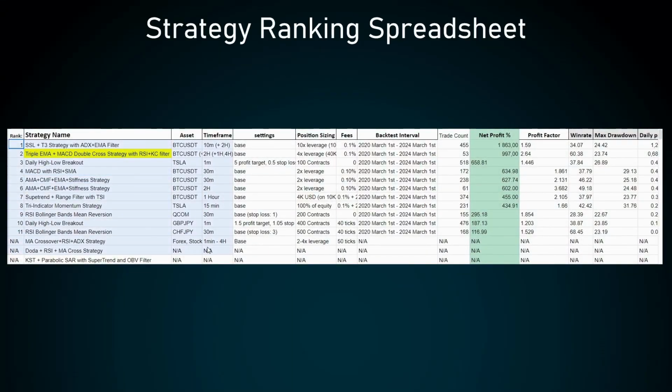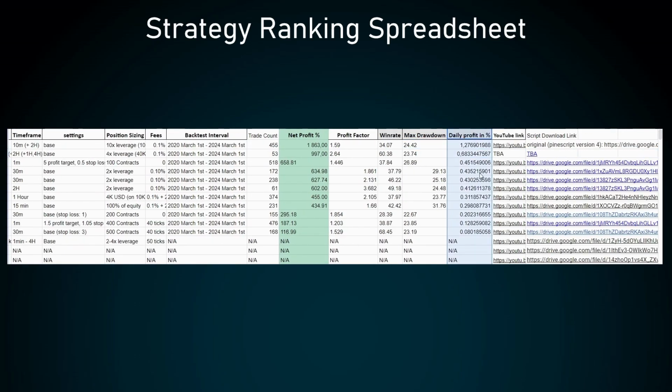Here you can see our strategy ranking spreadsheet. And today's strategy was the triple EMA plus MACD double cross strategy with the RSI and Keltner Channel filter. And as you can see, it took the second place out of the 11 strategies I have tested so far. I put here the backtest results of the BTC USDT 2-hour time frame with the optimized settings I just showed you, using a forex leverage, 0.1% trading fee, and backtested in the last 4 years of price data.